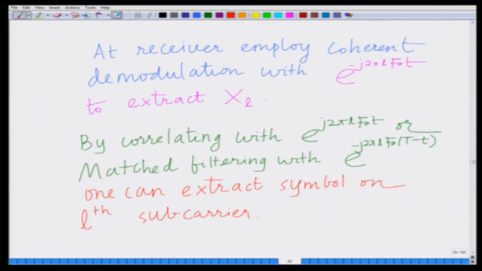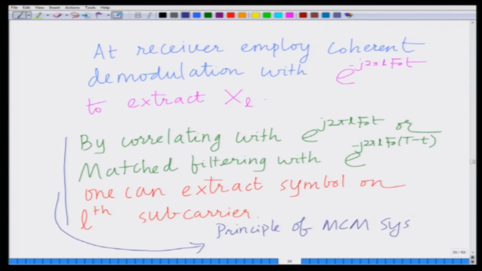This is the principle and this is the transmission and reception scheme. So, this is the principle of MCM. This is the principle of a multi-carrier modulated system.